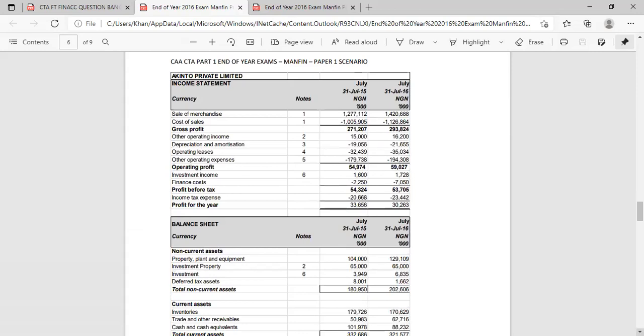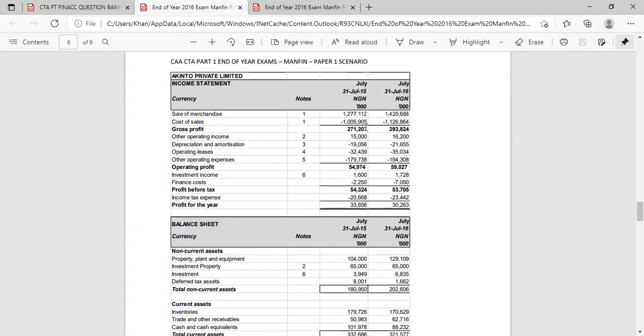So here we're giving the income statement. So we have July 31, 2015, 31 July 2016. This is in Nigerian Naira. Okay, so these are all in rand thousands.